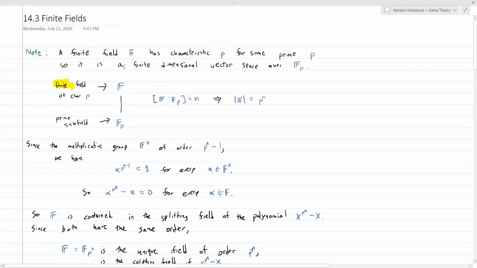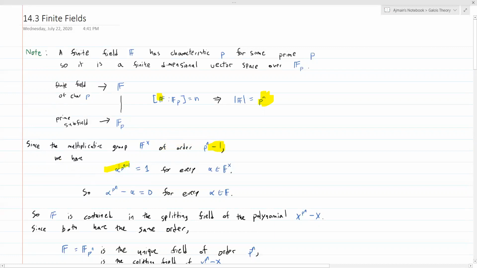So this is a finite dimensional vector space over its prime subfield. So it has a degree. Let's call it n. And therefore, the cardinality of this finite field is p to the n for some n, which is the dimension of the vector space F over Fp. Since the multiplicative group F star has order p to the n minus 1, it's just this minus 1 for the 0 element of Fp.